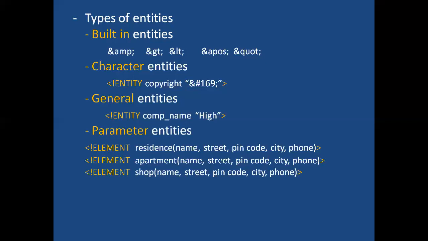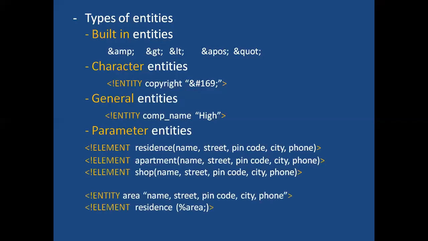Parameter entity reference will be like this. Say you have declared an entity with the name area. It starts with the ENTITY delimiter, then area, and you can give the elements inside this. Parameter entities are dereferenced in the same way as general entity references, only with a % sign instead of an ampersand. General entities are dereferenced like this with an ampersand and a semicolon, whereas parameter entities will be dereferenced with the % sign along with a semicolon.